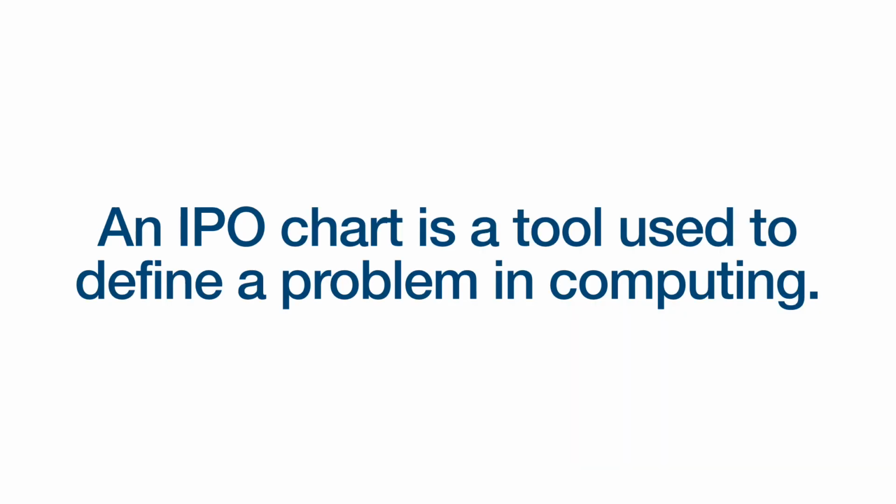Let's begin by looking at what an IPO chart is. An IPO chart is a tool which is used to define a problem in computing. So whenever we have a computer-based problem, we use an IPO chart. Problem solving is a general thing that we do in everyday life, but there are specific things that we do in problem solving in regards to computing.